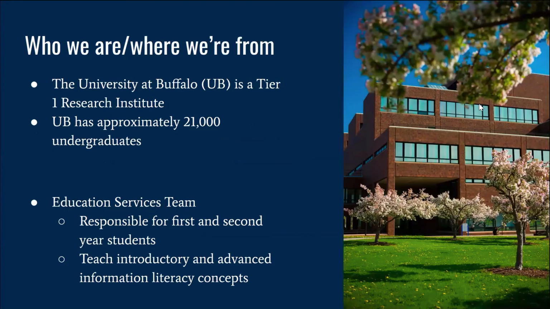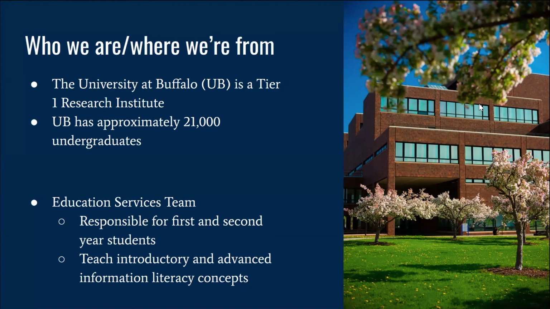All right. So who are we? Where are we from? Well, we're from the University at Buffalo, which is a Tier 1 research institute. And I work with a team of librarians who deliver information literacy instruction for UB. We have approximately 21,000 undergraduates, which is pretty big. And we have to always keep scale in mind when we do our work because of that. Our job specifically focuses on us working with the first and second year students. And we're always working to bolster their information literacy skills as they move forward in their collegiate careers.